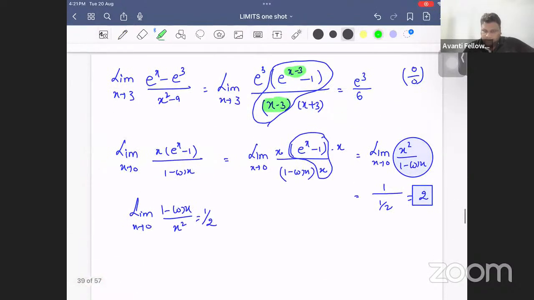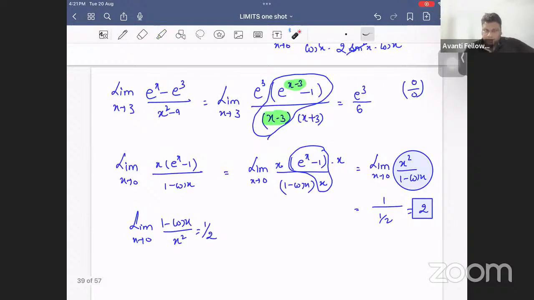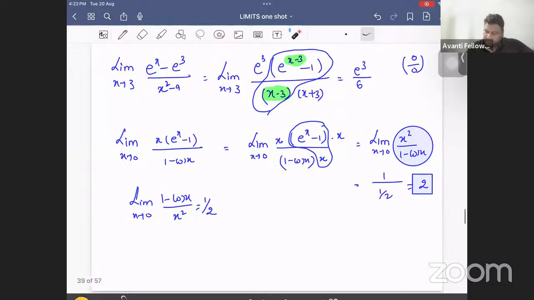Okay, somebody is asking me to repeat this question once again. So the question is x e to the power x minus 1 upon 1 minus cos x. So what did I do? I multiplied and divided by x. So e to the power x minus 1 upon x is what? 1, which was the standard form. And as x approaches 0, it is x square upon 1 minus cos x. And yes, in our previous class, we have done that as x approaches 0, 1 minus cos x by x square is going to be half. So this value is going to be 2. Got it?